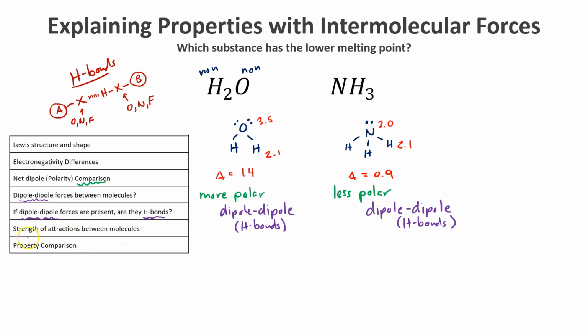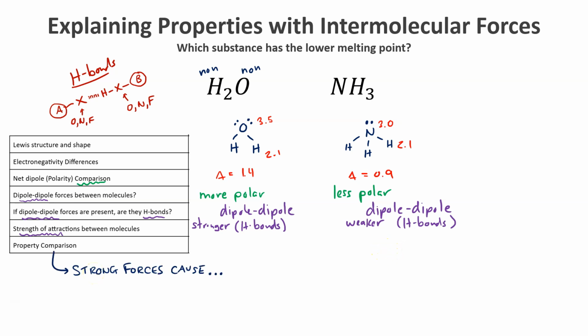Well, even though they both have hydrogen bonds, you can still compare the strengths of those hydrogen bonds, the strengths of those dipole-dipole forces. And for this, we're going to look back one last time at those electronegativity differences, which told us that water is not just polar, water is more polar. Because water has a greater net dipole, its hydrogen bonds are going to be stronger. So I'll just label that here in purple. And because ammonia was less polar, its hydrogen bonds, its dipole-dipole forces, are going to be weaker.